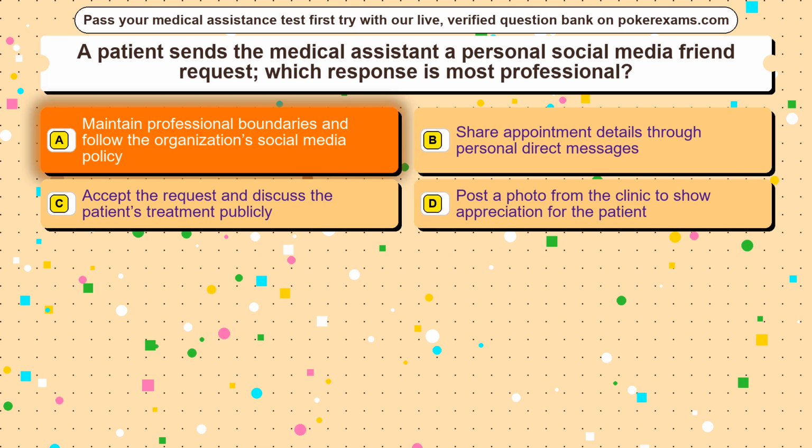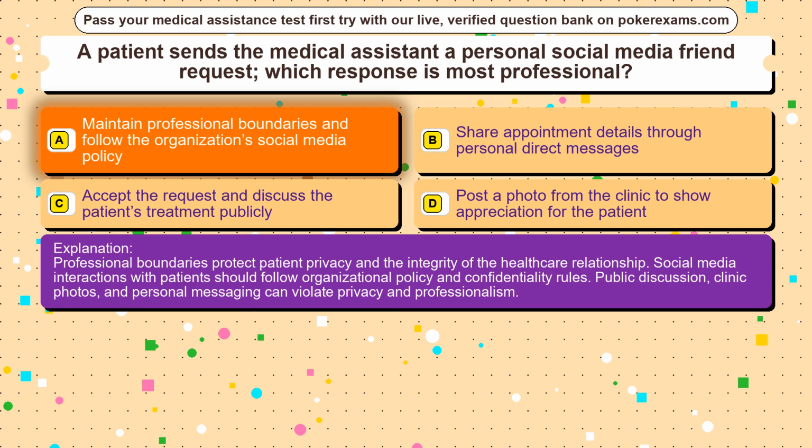The correct answer is option A, maintain professional boundaries and follow the organization's social media policy. Professional boundaries protect patient privacy and the integrity of the healthcare relationship. Social media interactions with patients should follow organizational policy and confidentiality rules. Public discussion, clinic photos, and personal messaging can violate privacy and professionalism.